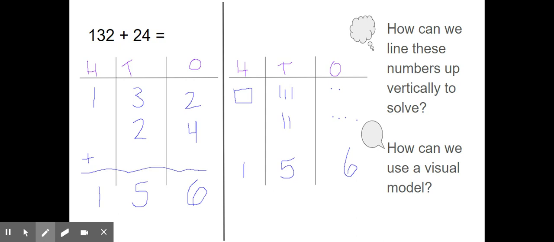In your work today, there are going to be some problems where you have to bundle to make a new 10 or a new 100, and some problems where you don't, like in this one. Don't get tricked. Make sure you are paying attention to your hundreds, tens, and ones, and that you're being careful so you know when to bundle and when not to. Don't get tricked.